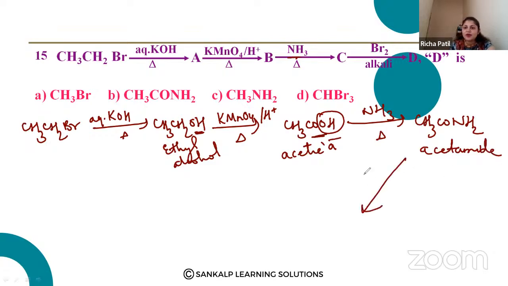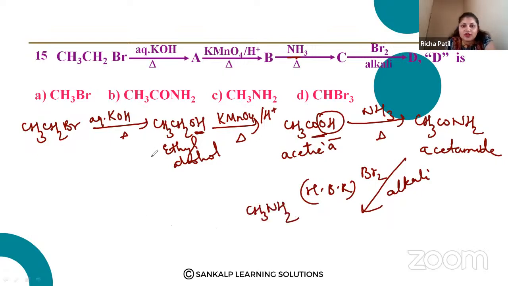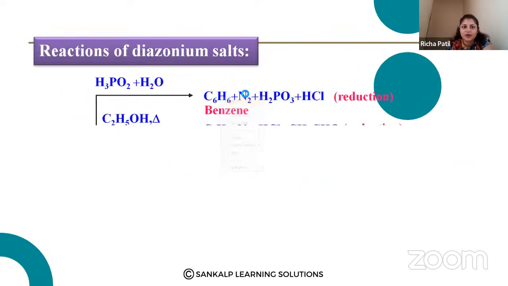So this acetamide, what are you going to do? Bromine and alkali. You are doing the Hofmann bromamide reaction, right? What you obtain has one carbon less. So it becomes CH3NH2. Understood? I hope you have understood. The answer is C. So follow the steps, and you will get the answer. These are the ways you are going to solve this particular question. So we'll go for the next one.